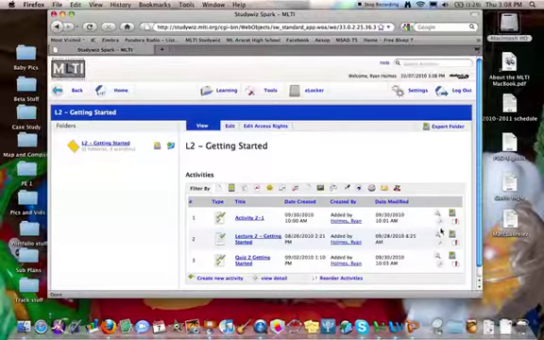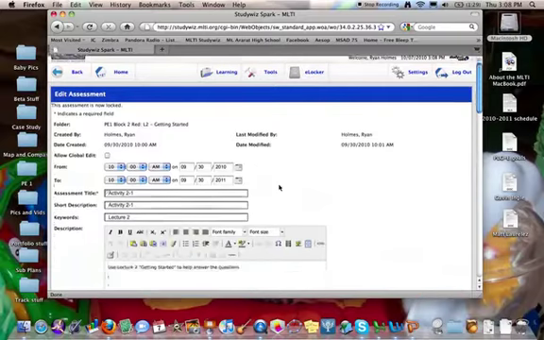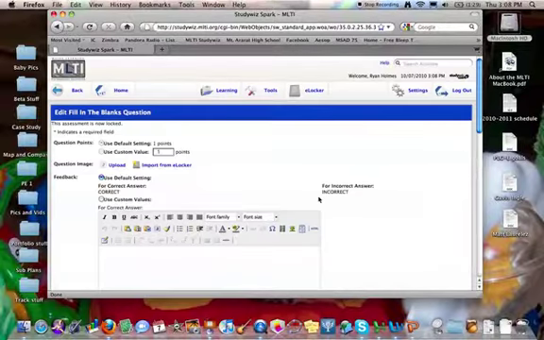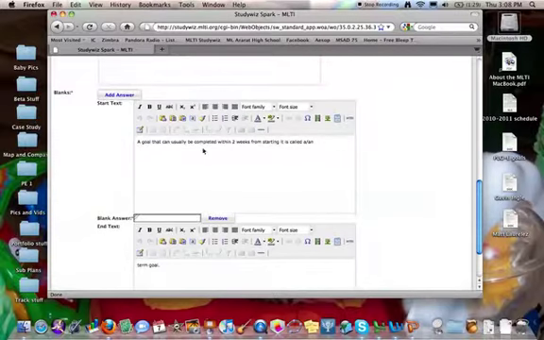Now when I go to edit this portion, you're going to notice that under editing the questions, there's 3 fill in the blanks, number 1, 2, and 3. If I go to edit any one of these questions, what I'm noticing the most is that my answer is now gone. The beginning portion of the statement says a goal that can be usually completed within 2 weeks from starting it is called a blank term goal. The correct answer should be short term, but it isn't there.